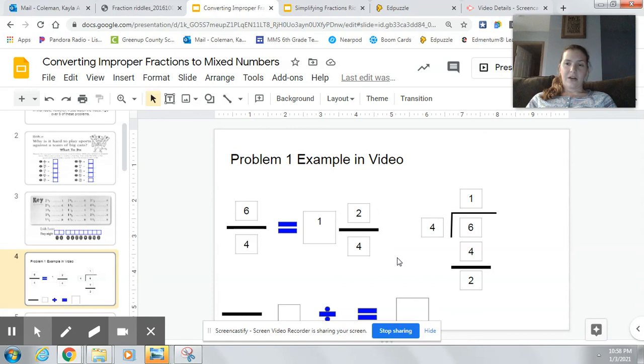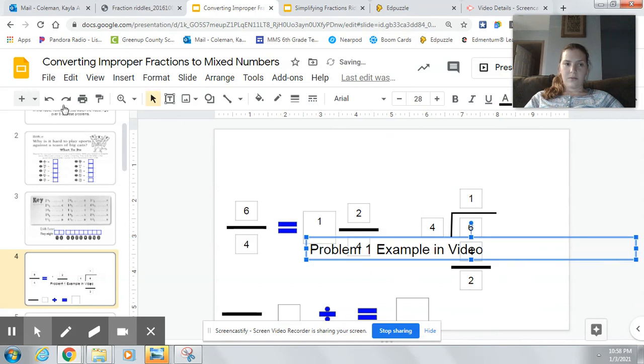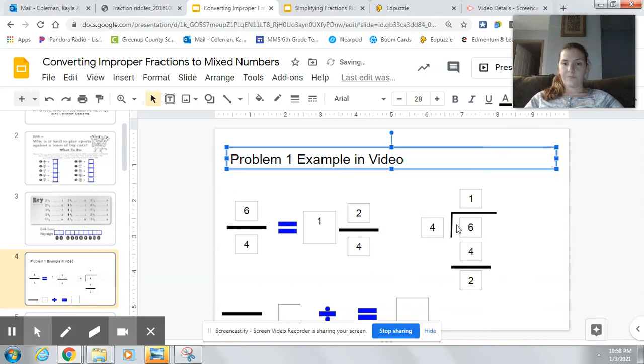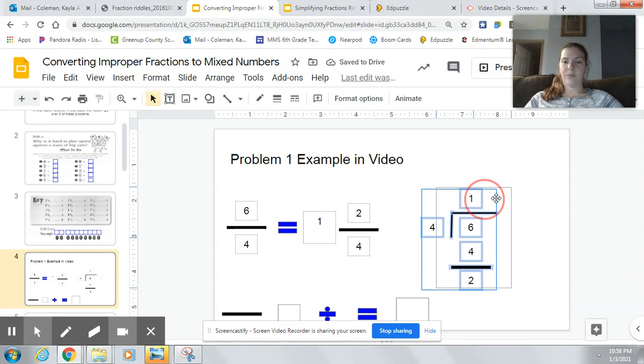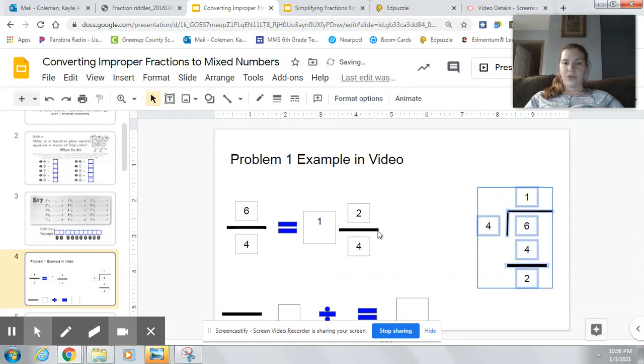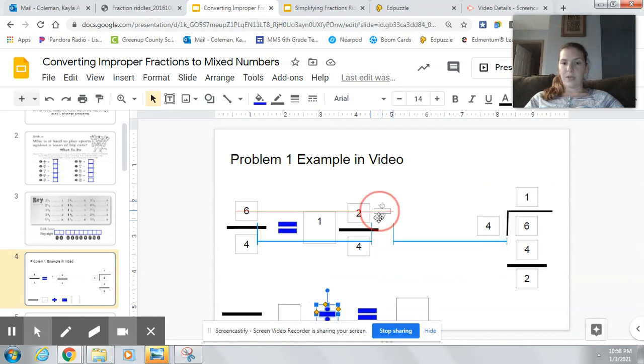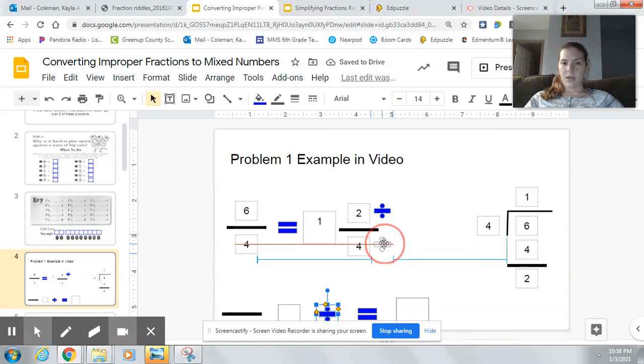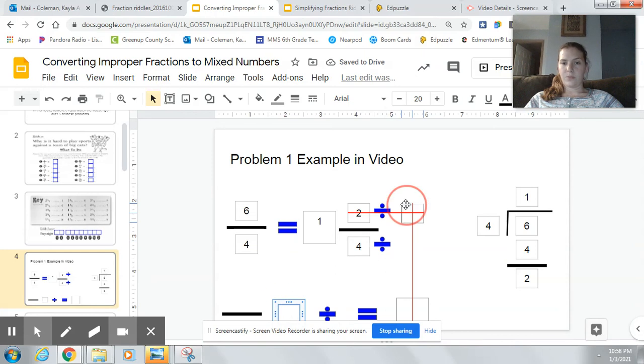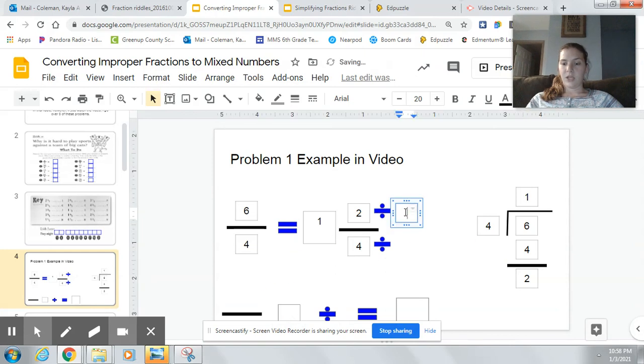The tricky thing here is that even after converting your improper fraction to a mixed number, sometimes you're still going to have to simplify again because 2/4 is not completely simplified. There is something that I can divide both 2 and 4 by. I can divide 2 and 4 by the number 2. So I actually have to do that in order to get a simplified fraction.